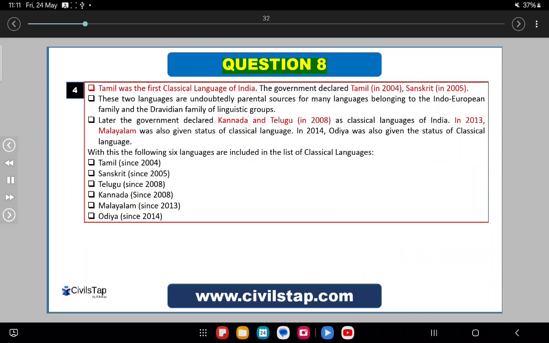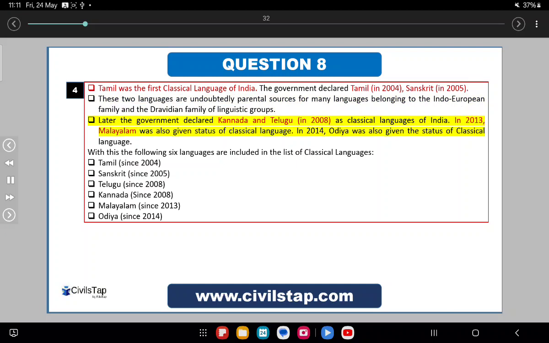3. Question 8. Tamil was the first classical language of India. The government declared Tamil in 2004, Sanskrit in 2005. These two languages are undoubtedly parental sources for many languages belonging to the Indo-European family and the Dravidian family of linguistic groups. Later the government declared Kannada and Telugu in 2008 as classical languages of India.